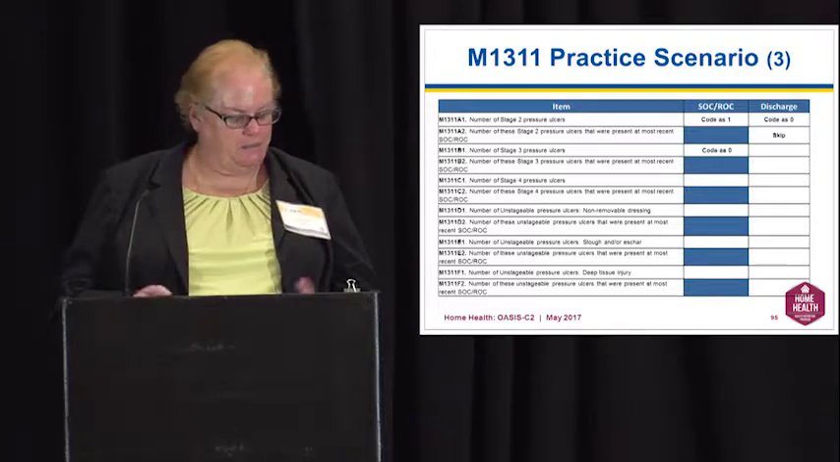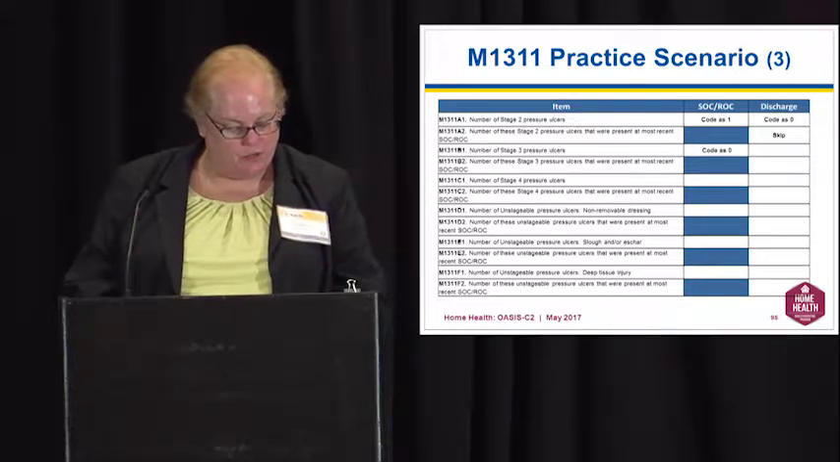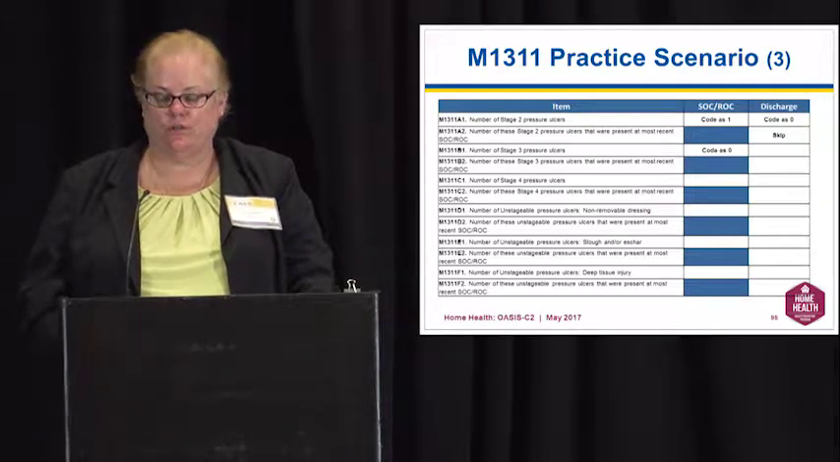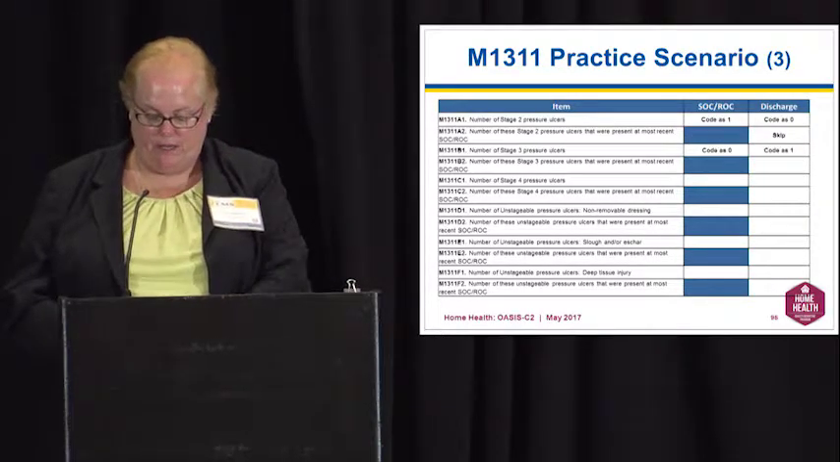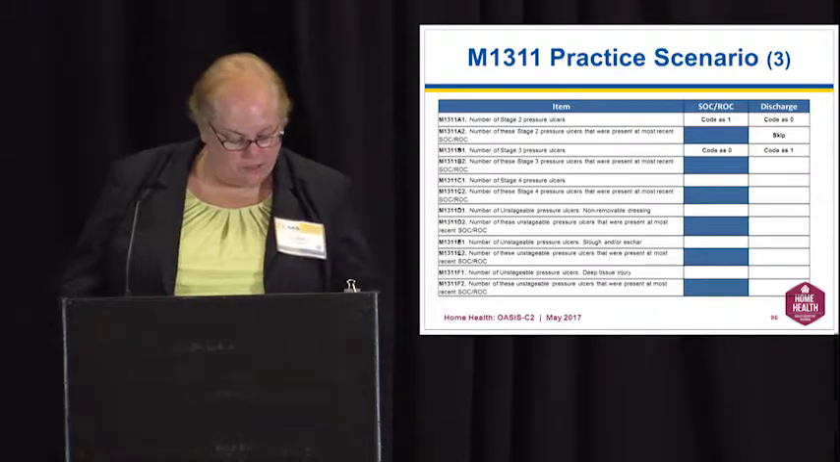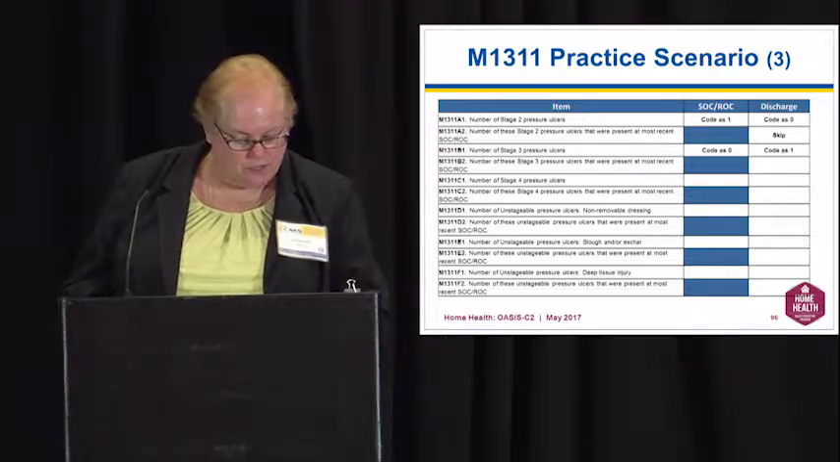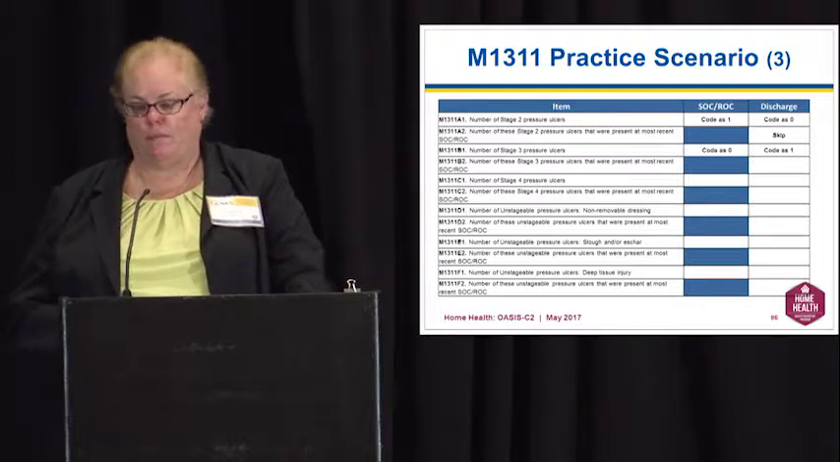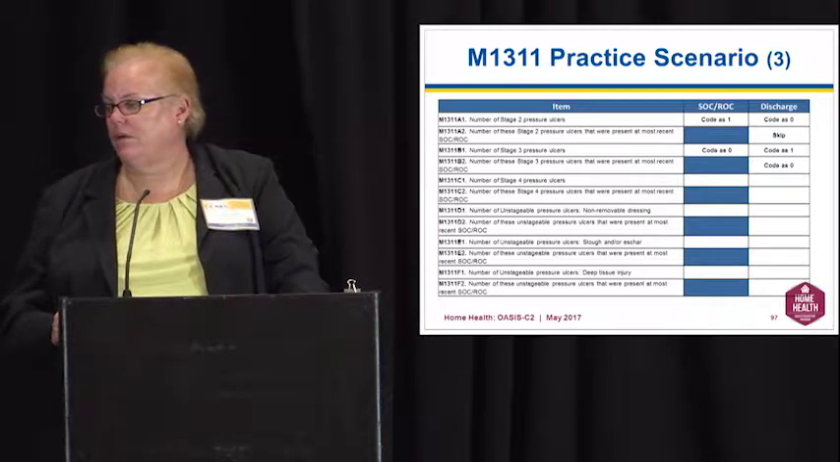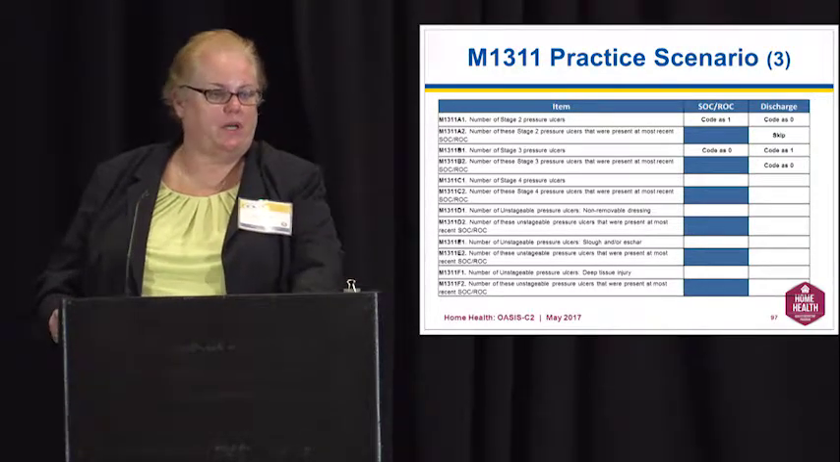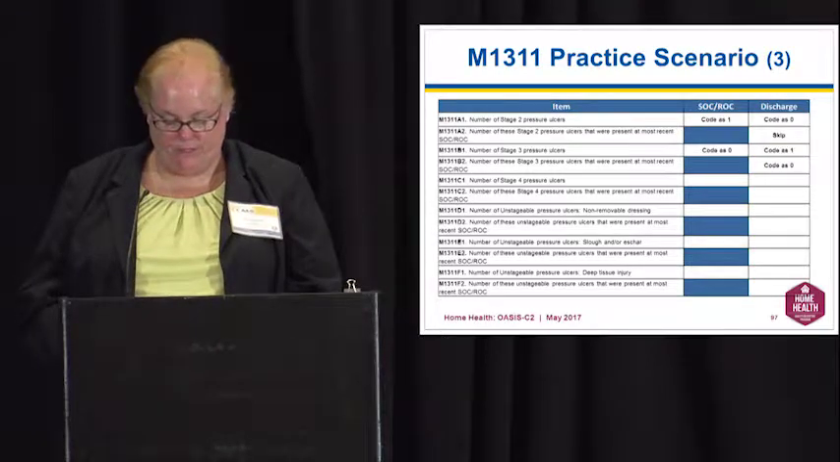Okay. Sorry, so number of stage 3 pressure ulcers at the SOC/ROC? Right. Number of them at discharge? 1, correct. Okay. And then, let's see. Number of these stage 3 pressure ulcers that were present at the most recent SOC/ROC? Right, 0. Because what it's showing is worsening. They didn't have the stage 3 when you started the care, right?